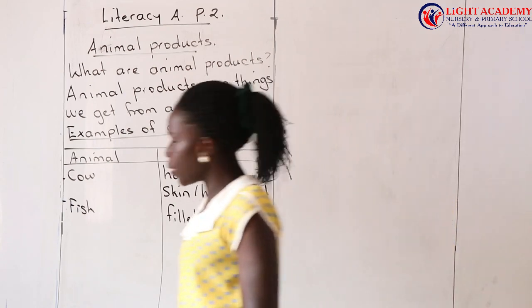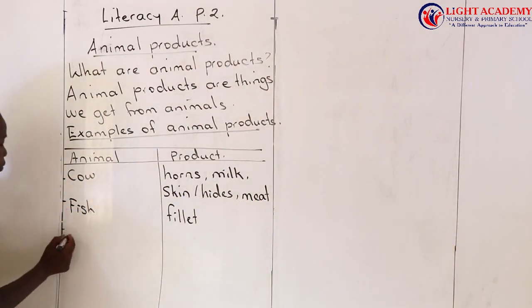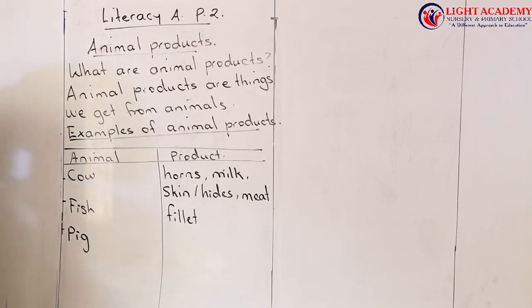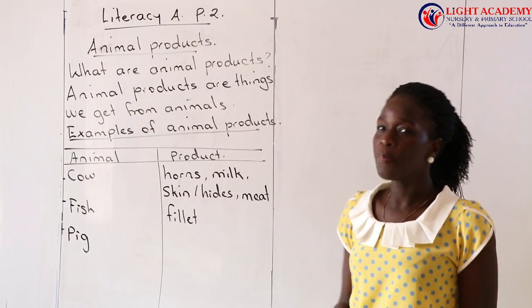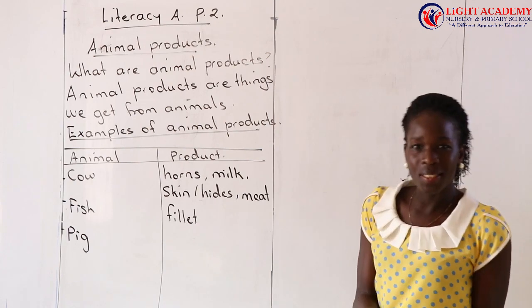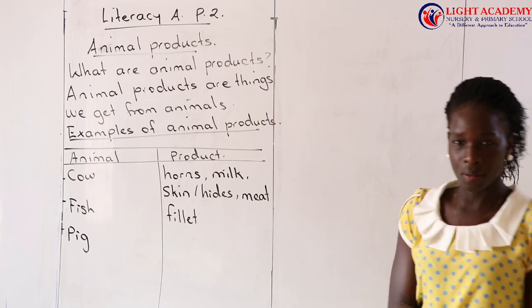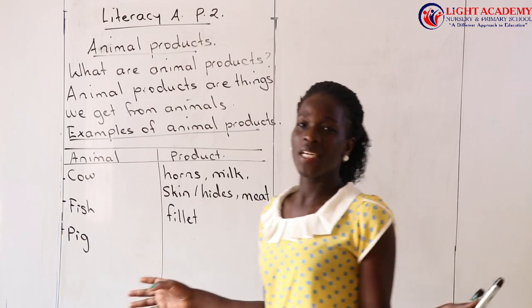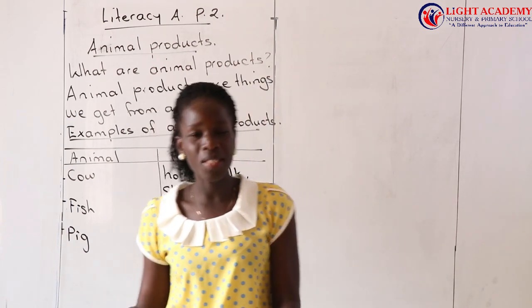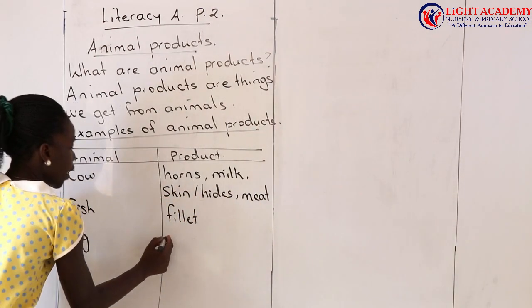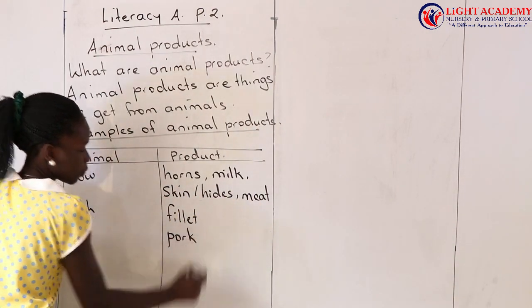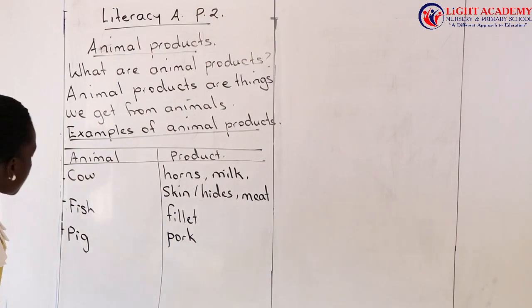Then we look at a pig, the animal called a pig. What do you get from a pig? From a pig, people get pork, that meat that you eat. The meat of a pig is called pork. I know most people enjoy it. So the meat of a pig is called pork. And then we look at a goat.